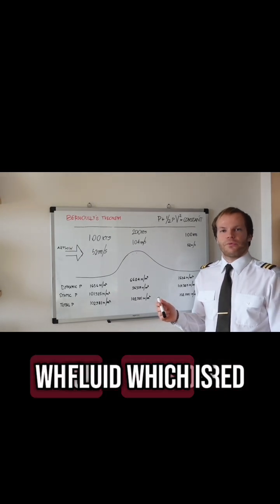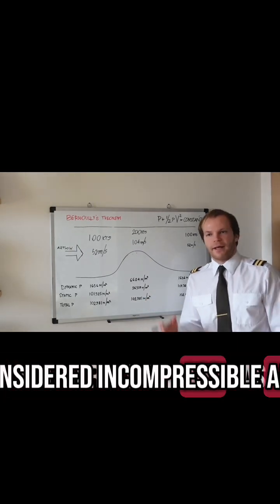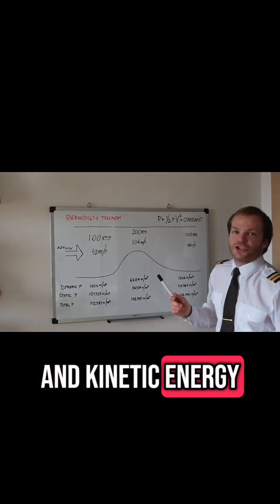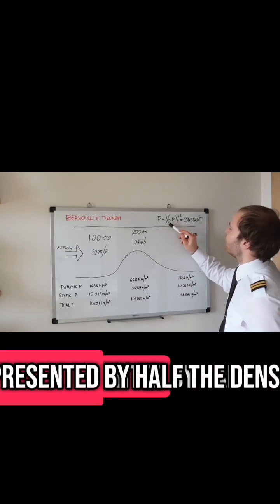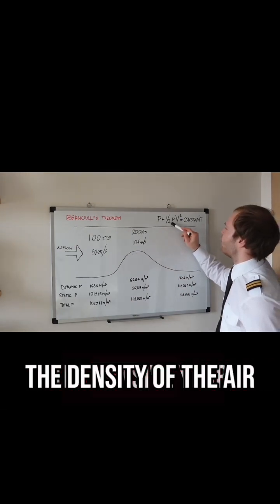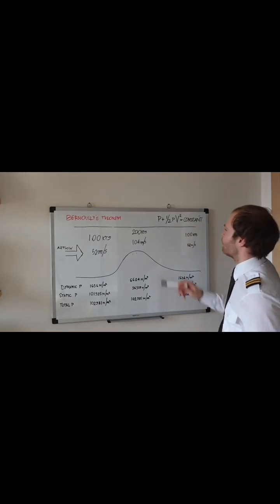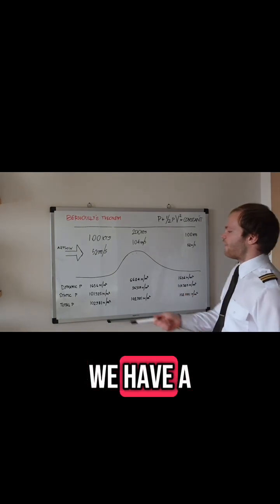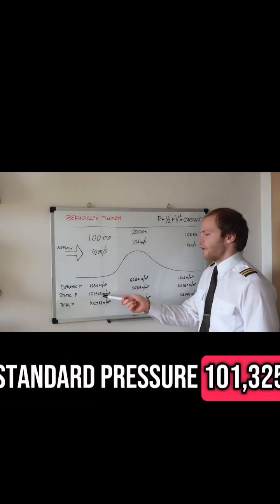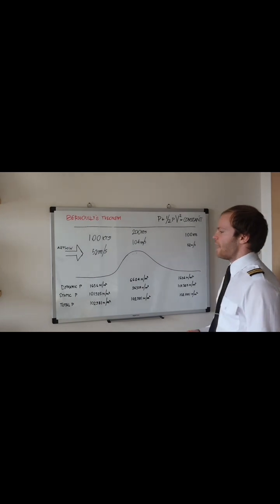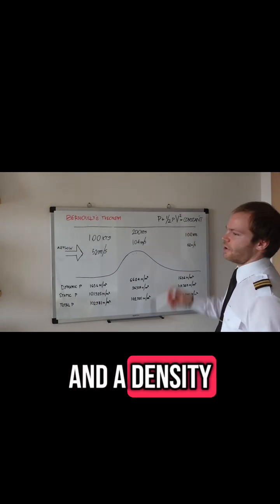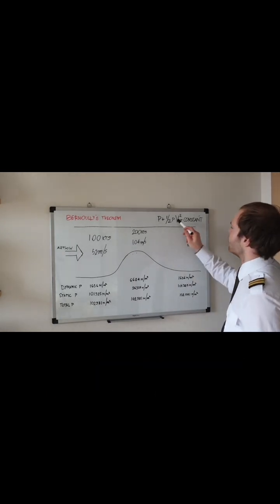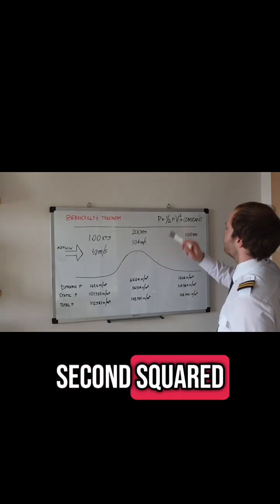Now we can talk about Bernoulli's theorem, which clearly states that in a steady flow of an ideal fluid, which is considered incompressible and has no viscosity, the sum of the pressure energy and kinetic energy is a constant. Kinetic energy is represented by half the density of the air times v squared, and this is pressure energy. So, for example, let's say that we have a static pressure of 101,325 newtons per meter squared, a density of 1.225 kilograms per cubic meter, and a velocity of 52 meters per second.